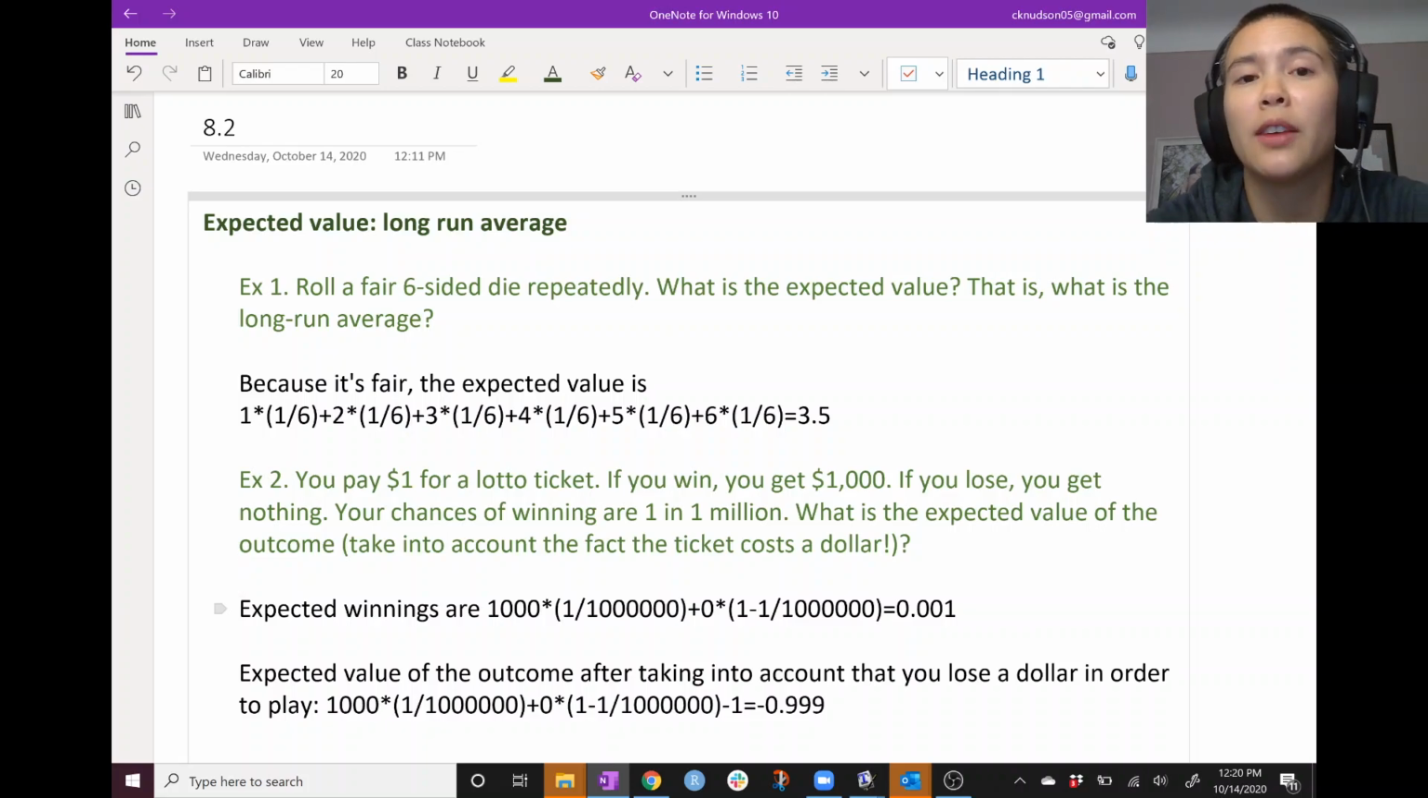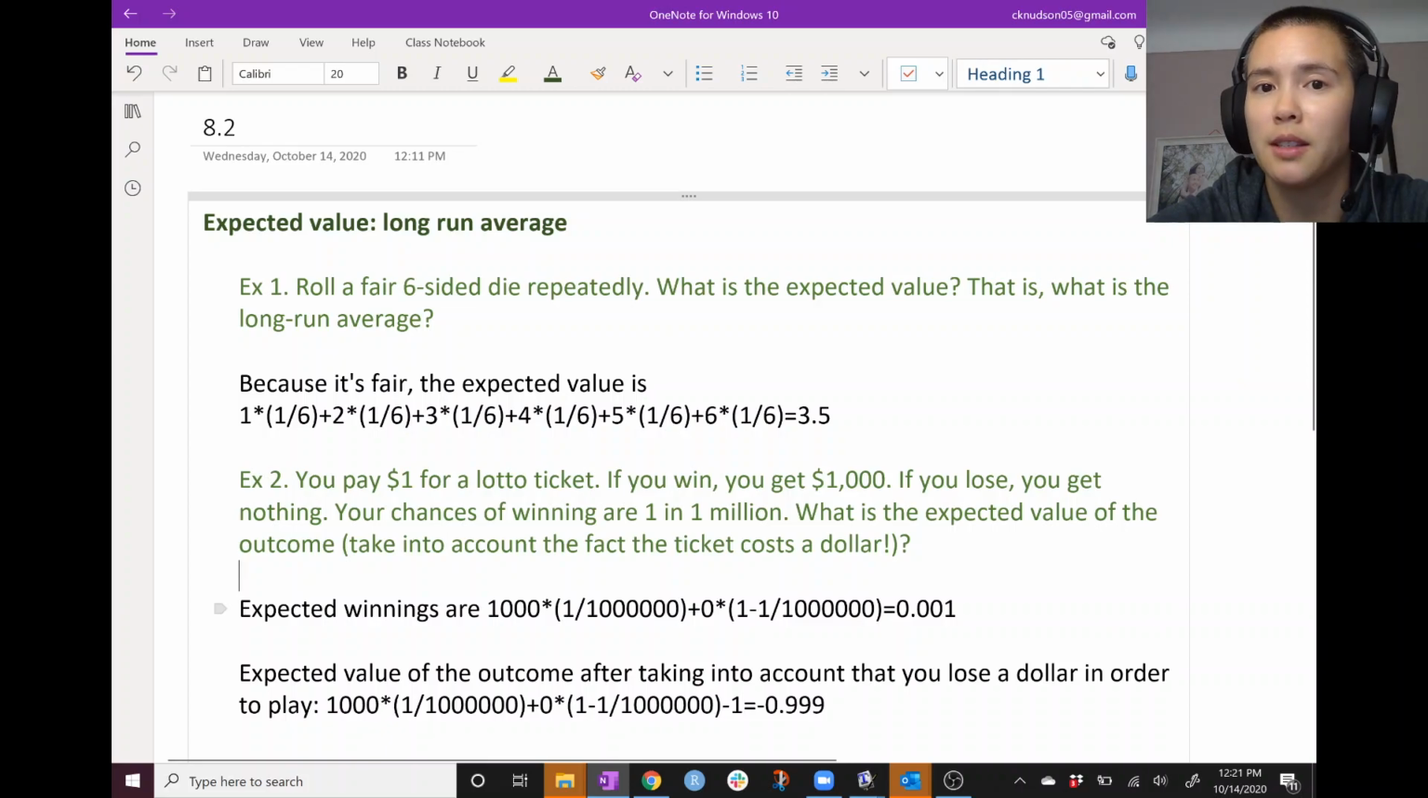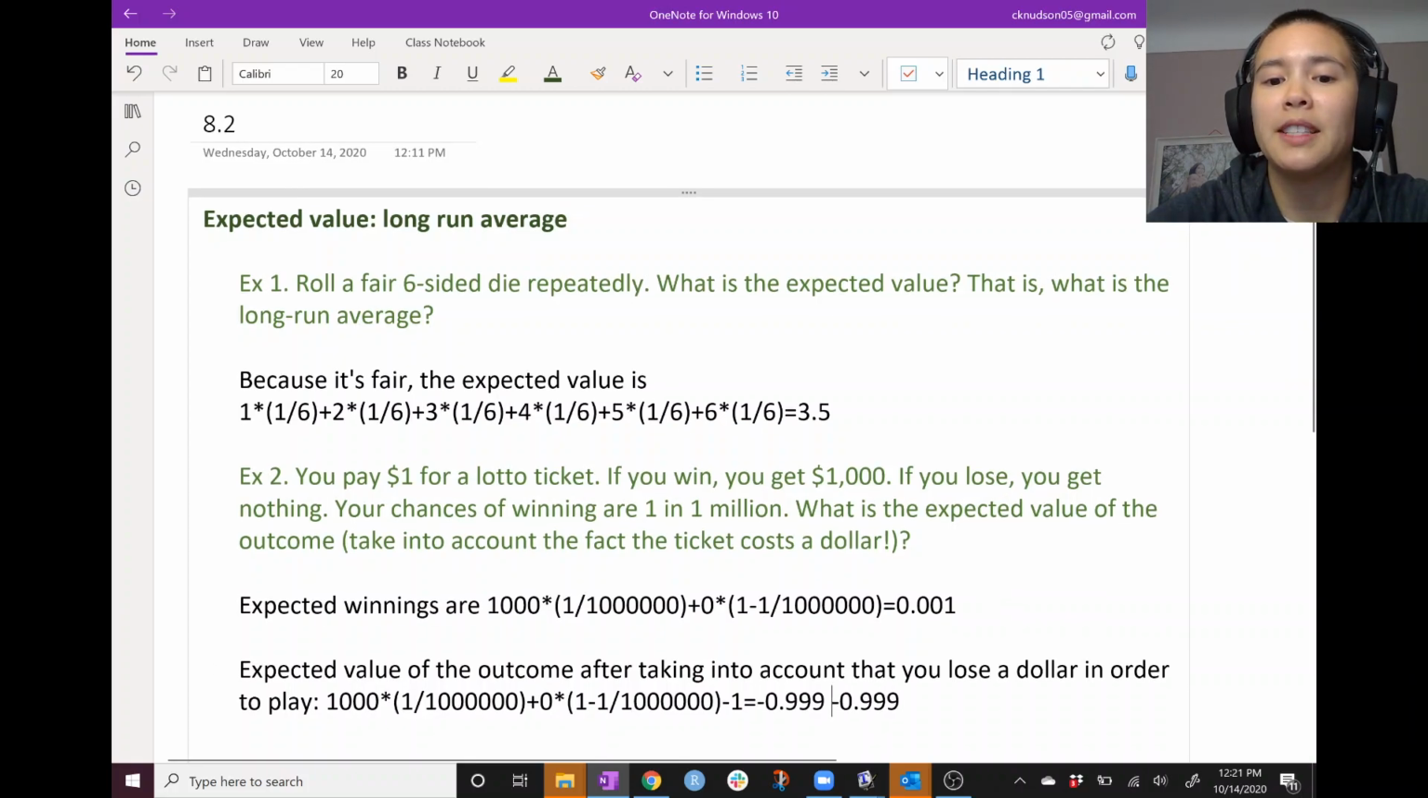Now let's take into account that you have to pay $1 each time in order to play. The expected value of this outcome is just going to be the expected value of the winnings minus the $1 that it costs to play. So when we subtract off the $1, we get negative $0.999.